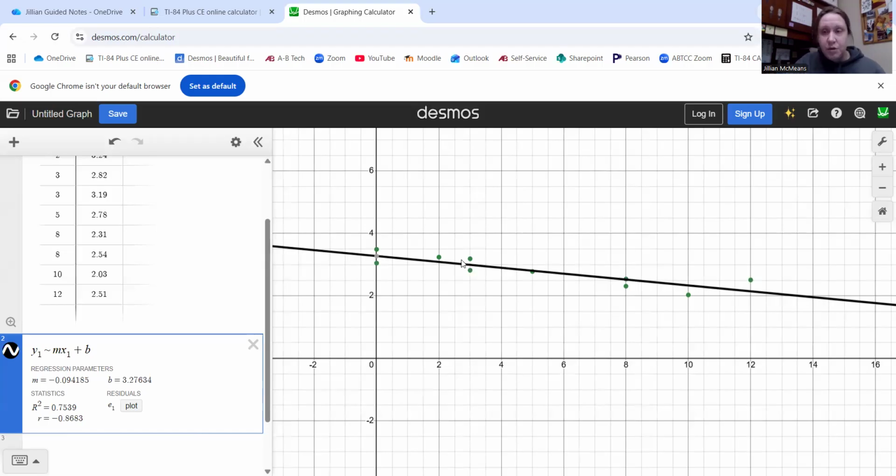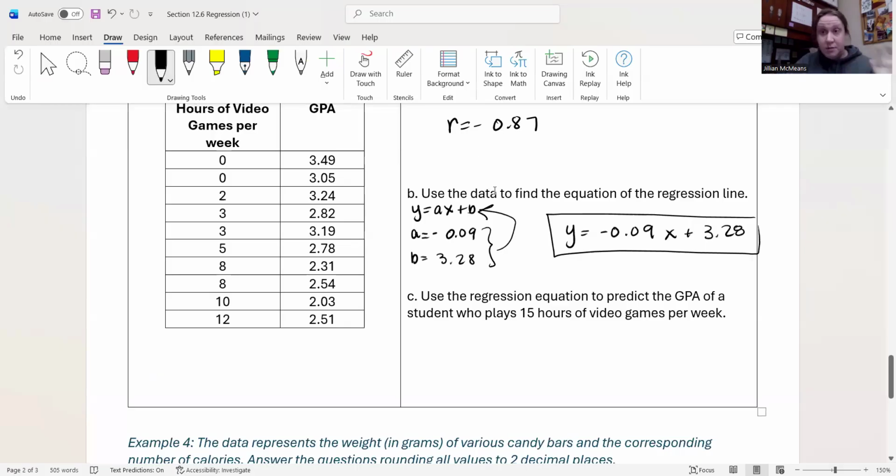All right, let's go back to the worksheet. All right, now that we've got our correlation coefficient and our equation two different ways, let's look at part C. So part C says use the regression equation to predict the GPA of a student who plays 15 hours of video games per week. Now, just because a student plays video games 15 hours a week does not mean their GPA is going to be exactly what we get. We would say something like, we could expect a GPA of approximately blah if a student plays video games 15 hours per week. Now remember, this right here is time, which is x, and the GPA is y.